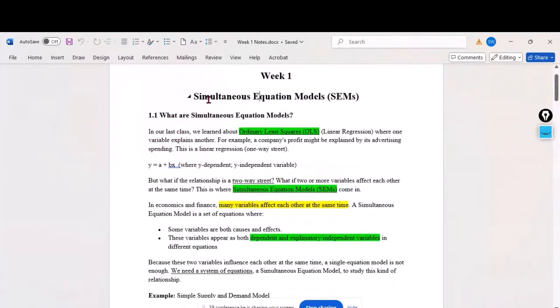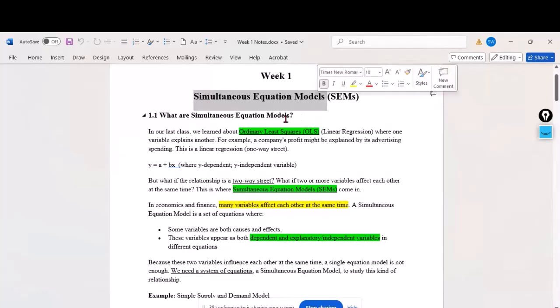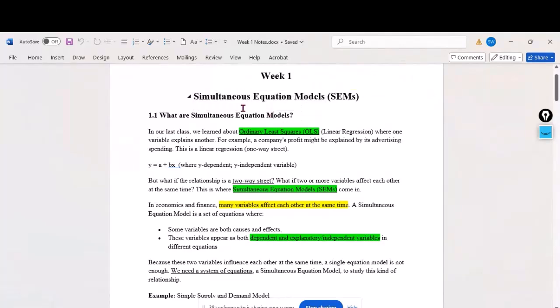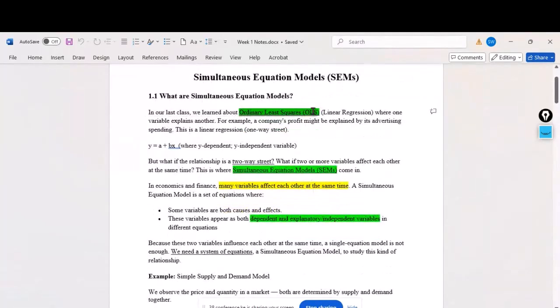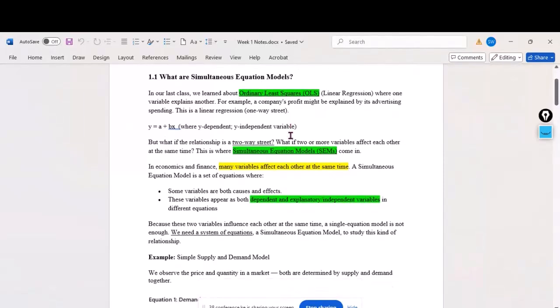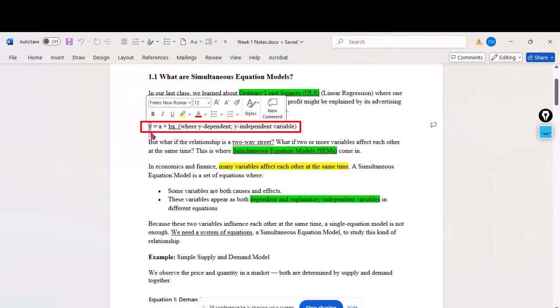In this lesson, we shall be dealing with simultaneous equations, and we have already discussed that the model that we usually use is called the OLS, the linear regression model, or what we call the ordinary least square method. And we have said that this least square method is whereby we have two variables. One is called the dependent variable, and the other one is called the independent variable.